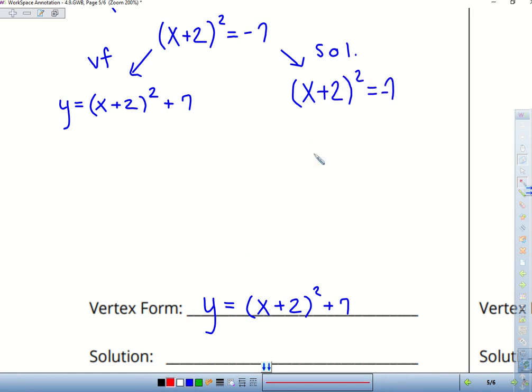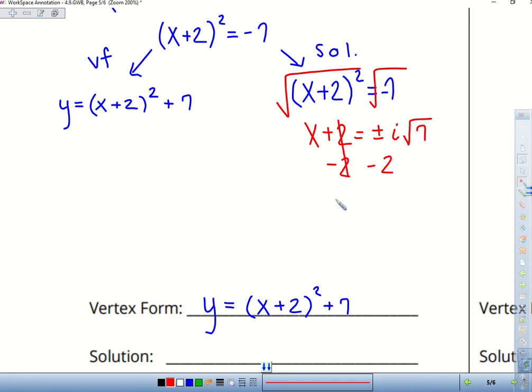And then what would I do to both sides at this point? Square root. This becomes plus or minus i radical 7. Why did I put the i there? Because it's the square root of a negative number. Good. And is there anything I can do to reduce or simplify radical 7? No. So I just have to leave it as is. So I can take over the 2. And that's my final answer.